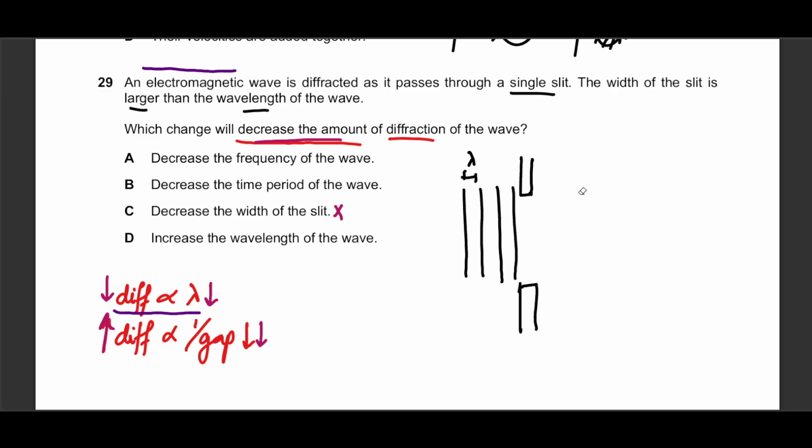If we test option A, it says decrease the frequency. According to v equals f lambda, if we decrease the frequency, wavelength has to increase. So I'm rejecting this option based on this idea. And again, increase the wavelength. If we increase the wavelength, the diffraction or bending effect increases, so we're rejecting this option as well.